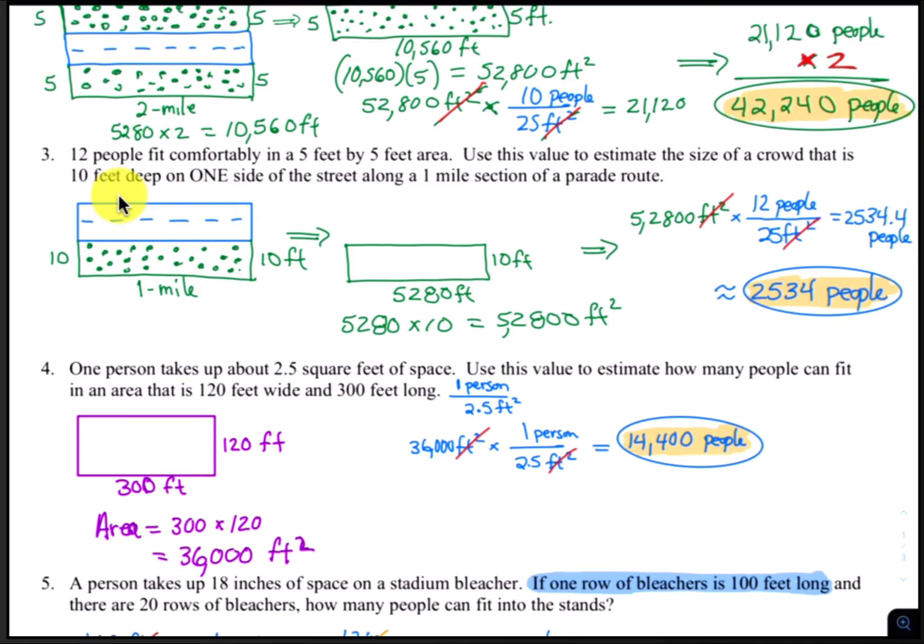Number 3. 12 people fit comfortably in a 5 feet by 5 feet area. Use this value to estimate the size of a crowd that is 10 feet deep on one side of the street along a 1-mile section of the parade route. All right, so the blue rectangle is the street, and then you have people on just one side. So that's 10 feet deep and 1 mile long.